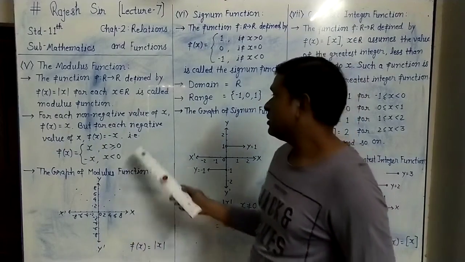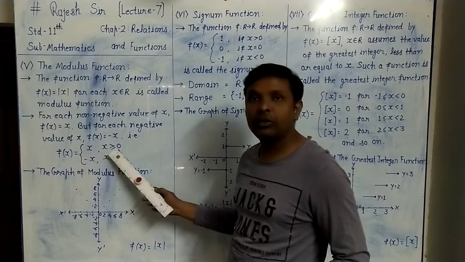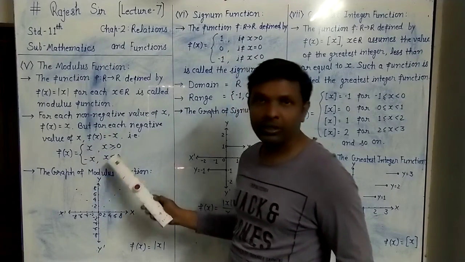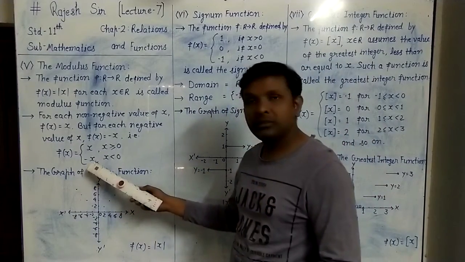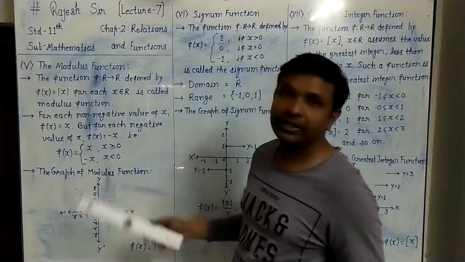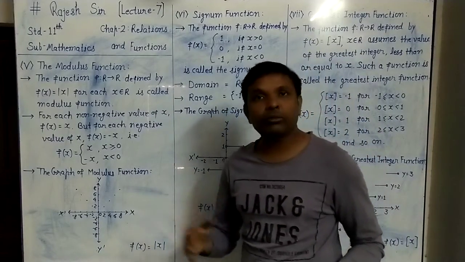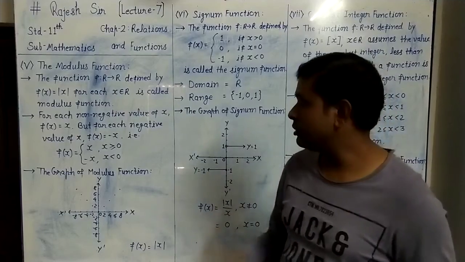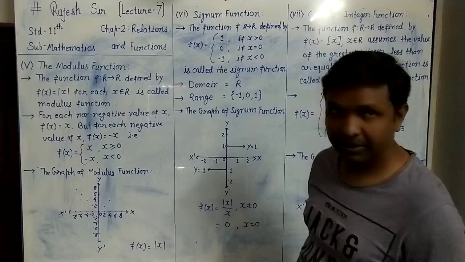That is, f(x) equals x if x is greater than or equal to 0, that is, x is non-negative. And f(x) equals minus x when x is less than 0, meaning x is negative. When x is negative, the value of f(x) will be minus x. And when x is non-negative, the value of f(x) will be x.